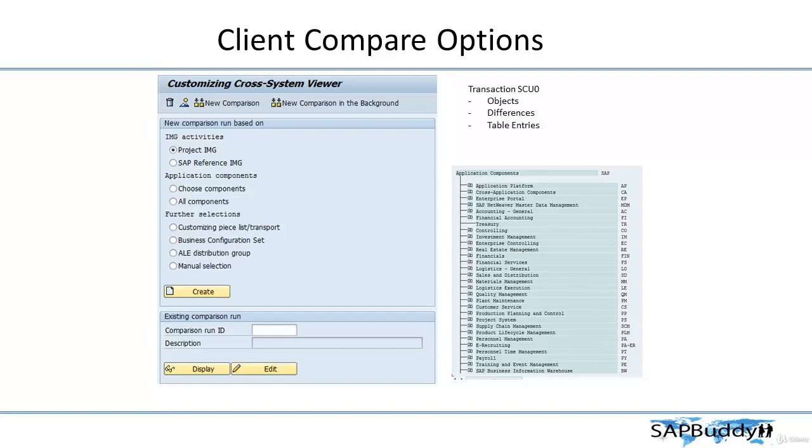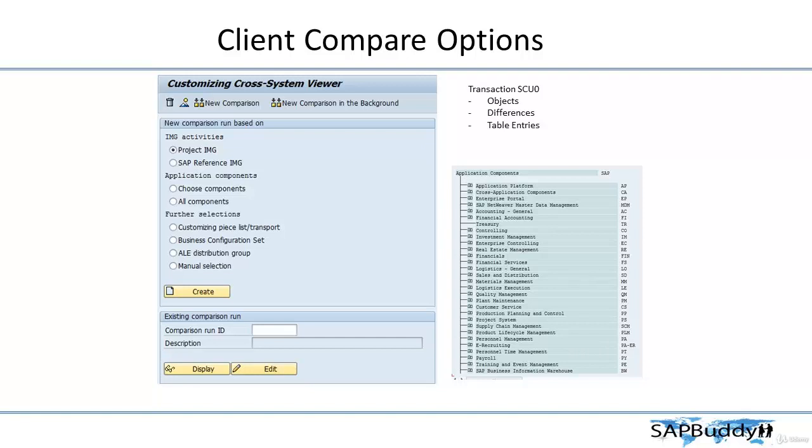Otherwise, this client comparison tool also has functionality where you can select objects manually. That is also quite useful functionality. You can select the objects manually to do the comparison. To start the comparison, that means to execute the comparison, please remember you need to create the comparison using the create option and execute the comparison in background processing. You can also do it in the foreground, or you can also do it in the background. If the selection criteria is quite big, then it is always better to use a background process.